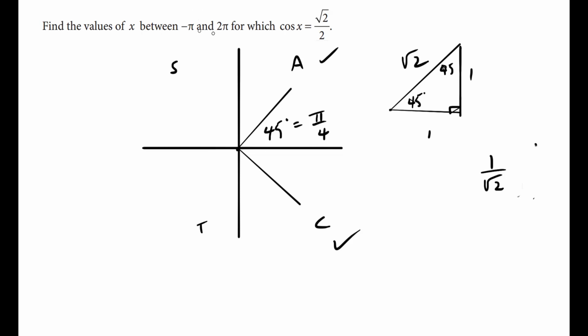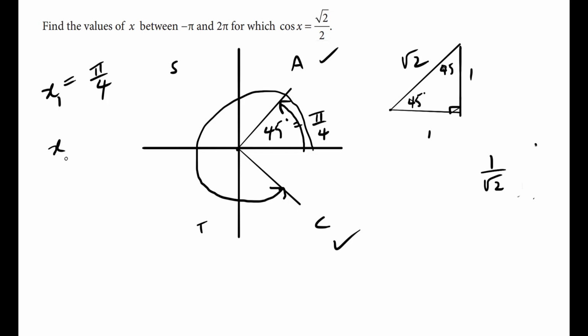So in terms of the angle between negative pi and 2 pi, we have the first angle being x, the angle x is equal to pi over 4. We're talking about radians. And the next angle all the way around is going to be 1 pi over 4, 2 pi over 4, 3 pi over 4, 4 pi over 4, 5, 6, 7 pi over 4. So what we have is the next possible value of x is going to be 7 pi over 4.